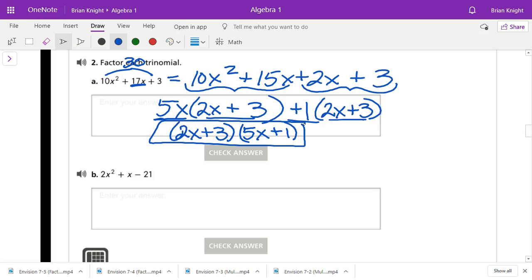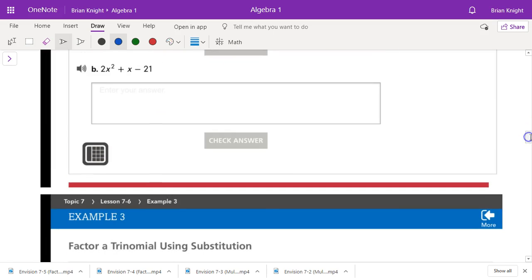You good? I was wondering where the 17 was, and I was like, oh, here's the 17 right here. 15x plus 2x is 17x. And then you do your grouping from there. Okay? All right, one more like this, and then I'll show you the other way.